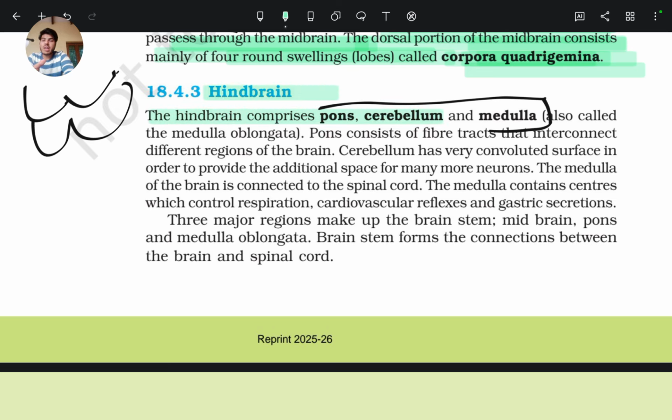The hindbrain comprises pons, cerebellum, and medulla, also called medulla oblongata. Pons consists of fibers that interconnect different regions of the brain. The cerebellum has a very convoluted surface in order to provide additional space for many neurons. The medulla is connected to the spinal cord and contains centers which control respiration, cardiovascular reflexes, and gastric secretion. Three major regions make up the brainstem: midbrain, pons, and medulla oblongata. The brainstem forms the connection between the brain and the spinal cord.